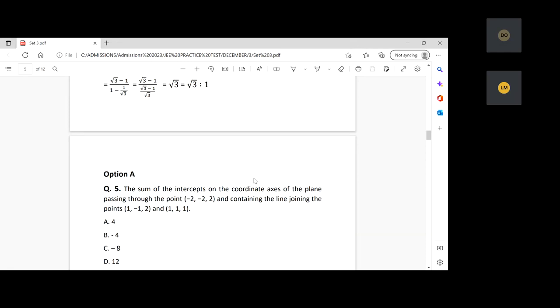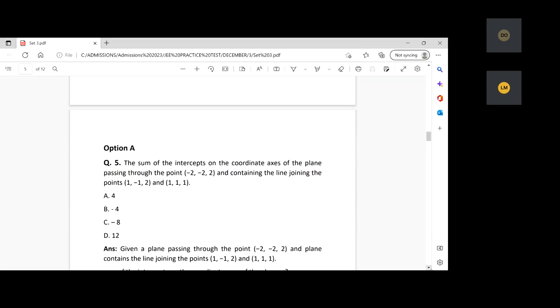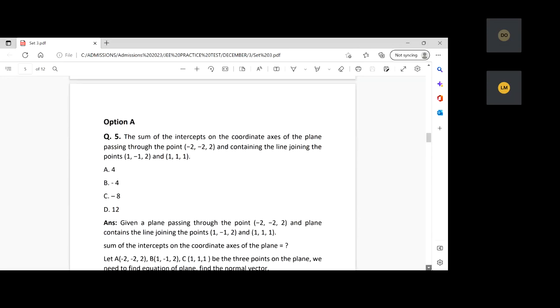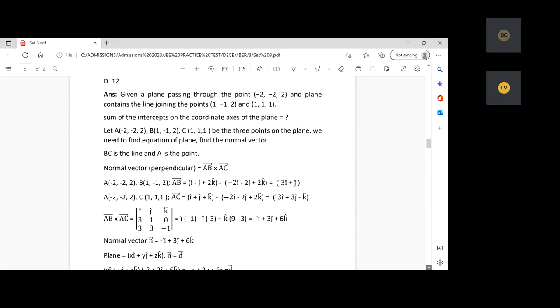And I would advise, as the exam is by this month end, that you solve the previous year question papers, which play a very important role. Okay.